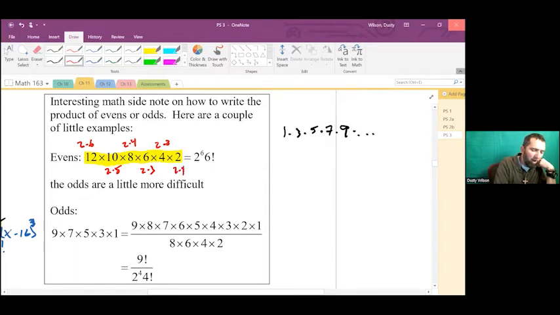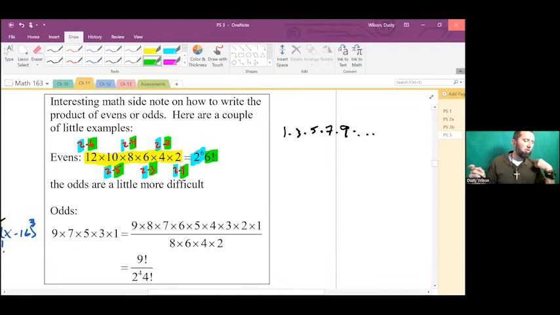And so if you add these up, this would be 1, 2, 3, 4, 5, 6 powers of 2, or 2 to the 6th. And 6 times 5 times 4 times 3 times 2 times 1, or 6 factorial. So that's how you could write an even double factorial out. If you wanted to do the same thing with the odds, we got to play a little game.